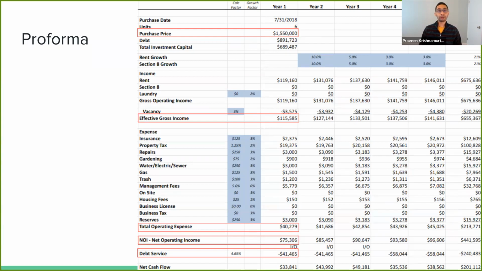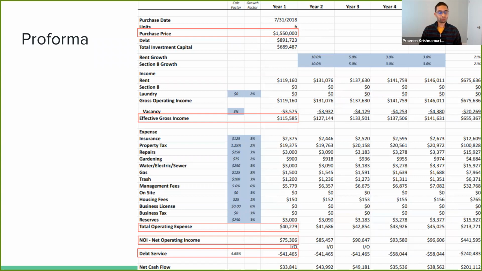And the next concept we'll look at is operating expense ratio. Well, your operating expenses is 40,279 according to this, and your total gross income is 115,000. So 40 over 115 is roughly 33 or 0.33. 33% is your operating expense ratio.